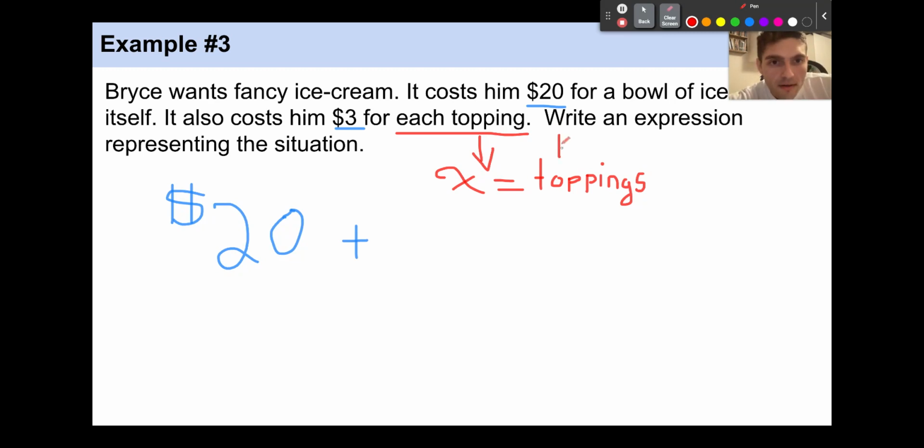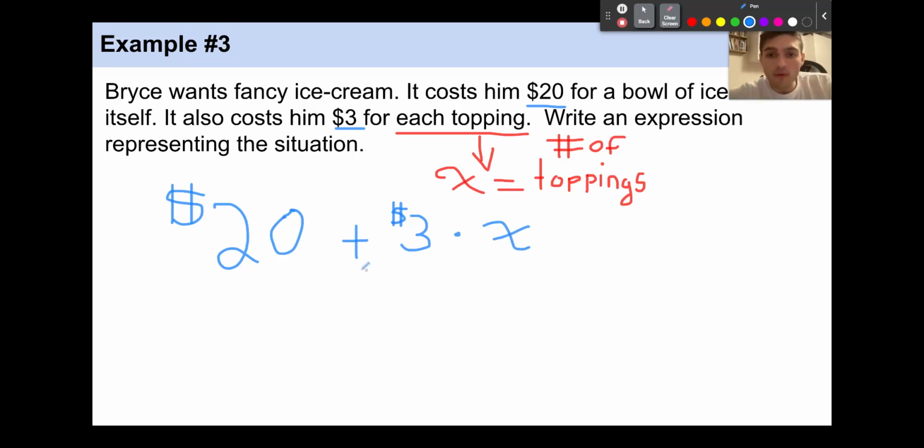Or rather, X equals the number of toppings. Now, we have a variable for the number of toppings. So for every topping, every time he gets a topping, it's $3. Well, we already practiced this. It's going to be the $3 times X.